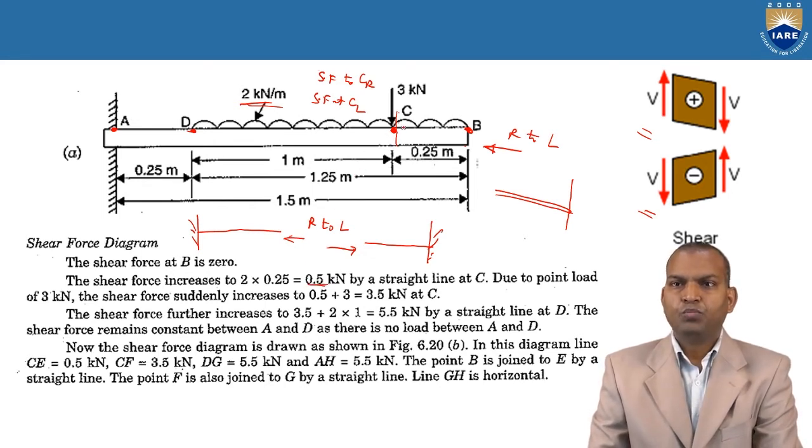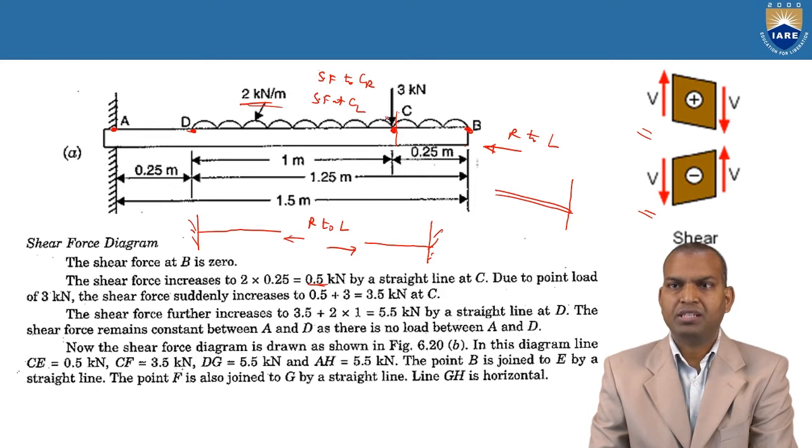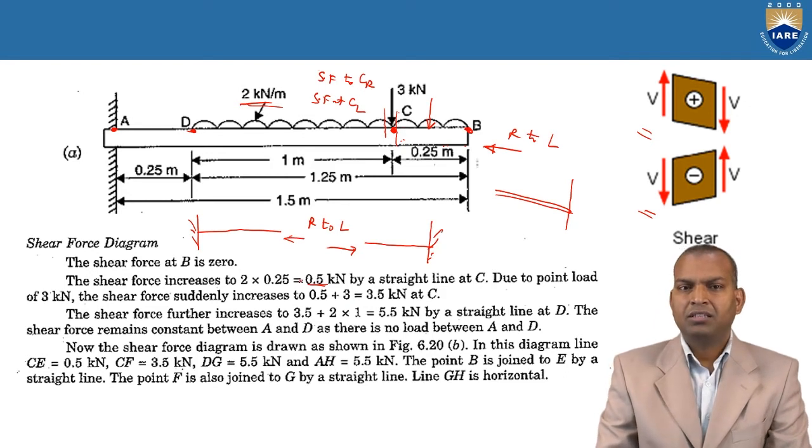Now up to here, 0.5 kilonewtons acting downwards. But if you cross point C, then immediately the 3 kilonewtons is also in the downward direction. Up to here it is acting at the middle portion of 0.25. Always consider that the complete load passes through the centroid or center of gravity of the body.